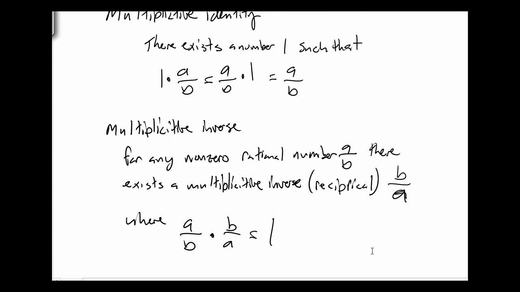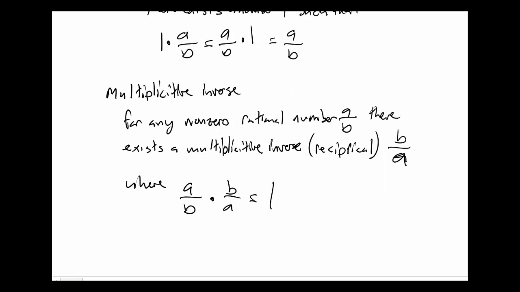So there's this nice relationship between the multiplicative identity and the multiplicative inverse. The inverse says there has to exist some fraction that undoes the original fraction and leaves us with the multiplicative identity. Now, let's practice a little bit of this.